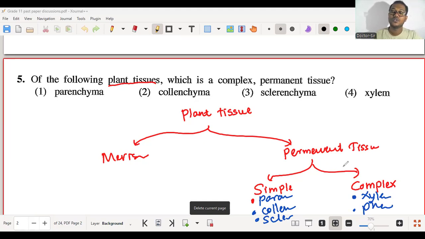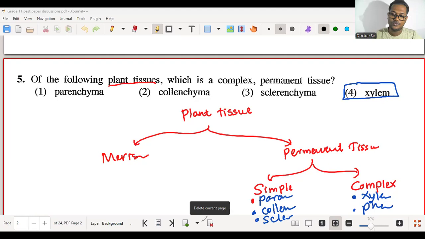So we should know about the xylem and phloem, what cells are included there and how they form. First we can identify the answer. Permanent tissues, complex one, here given is the xylem. So the answer for the fifth question of 2022 O level is xylem, or answer 4.